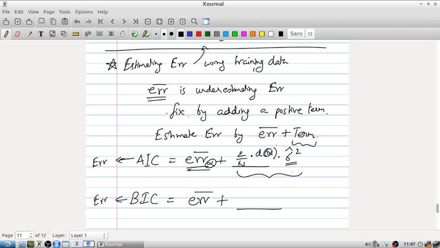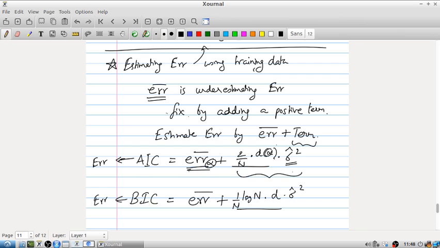Similarly, BIC, Bayesian information criterion, says to use log n times d sigma hat square, multiplied by 1 by n. So instead of 2, they just change it to log n. Okay. I'm just writing the formulas here.